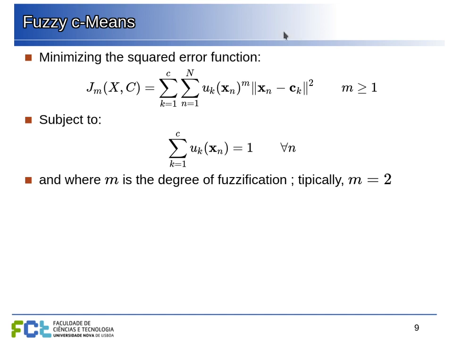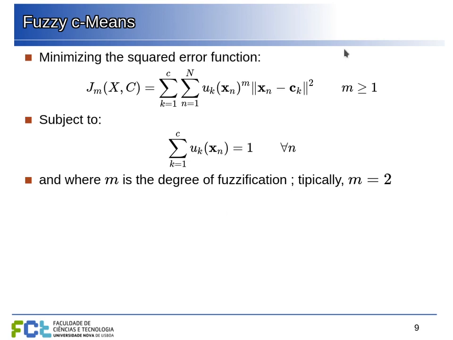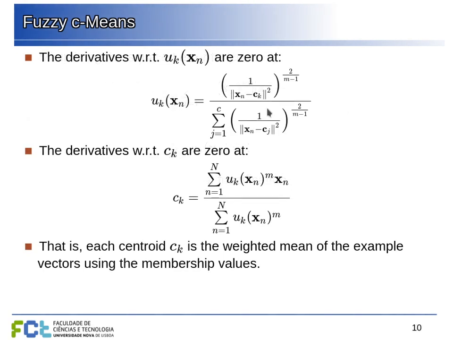Okay, so now what we need to do is to minimize this error function. So we're going to compute the derivatives with respect to the parameters that we want to adjust. These are the membership values and the centroids for the clusters. And when we compute the derivatives with respect to these parameters and equate them to 0, which corresponds to the minimum of this loss function, we get this for the membership value.